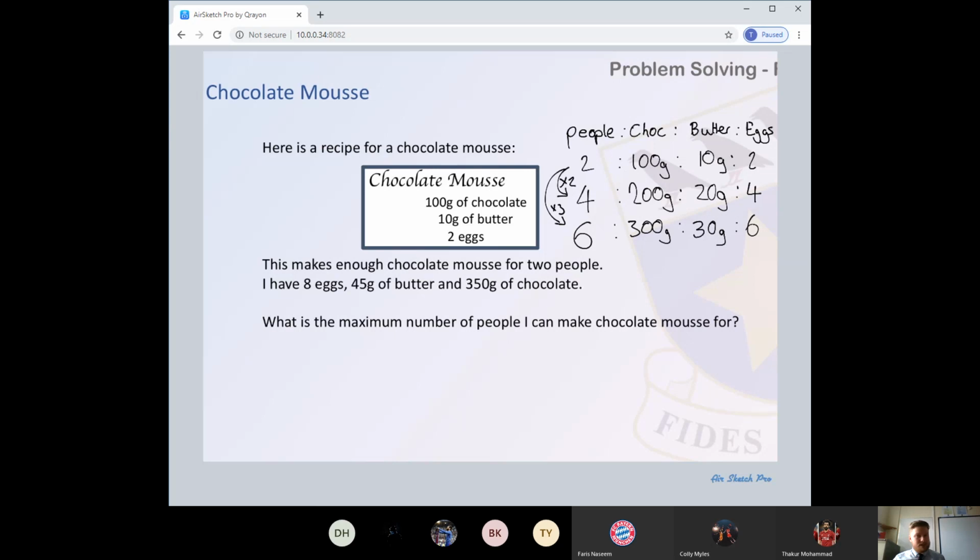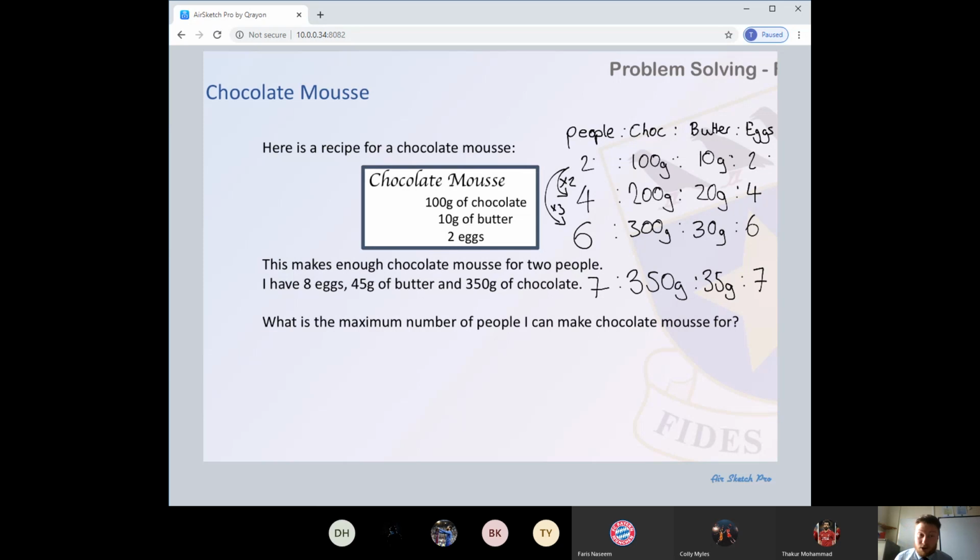That's a pretty good start. We're almost there, but we've still got a little bit of leeway. Imagine we added on a half of each of these things. So if we added on another 50 grams, another 5 grams, and 1 more egg, that would give us 7 people in total. That would be 350 grams of chocolate, 35 grams of butter, and 7 eggs in total.